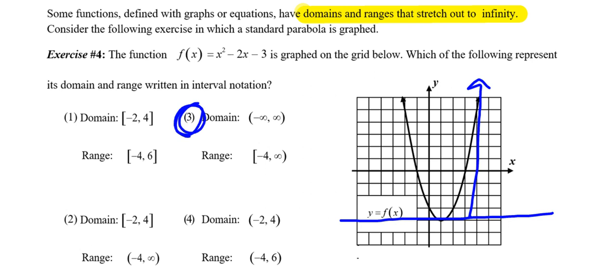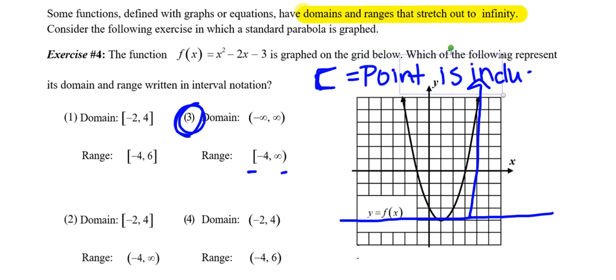Now, notice that we have different types of brackets. If you have a boxed bracket like this, that means it's a definite point. That point is included. So the point is included. If you have parentheses like this, that means the point is not included.